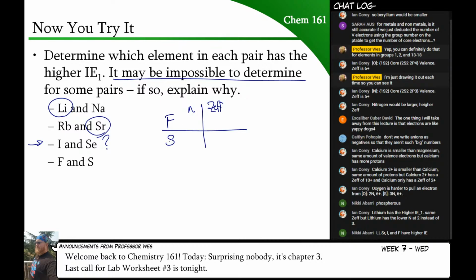Finally, for fluorine and sulfur here, this goes in the other diagonal. Fluorine is smaller at n equals 2. Sulfur is at n equals 3. Fluorine has a 7 plus effective nuclear charge, and sulfur is 6 plus. It is harder to pull from both a bigger Z effective and a smaller N, so fluorine is by far harder to ionize. All right, that's ionization energy.